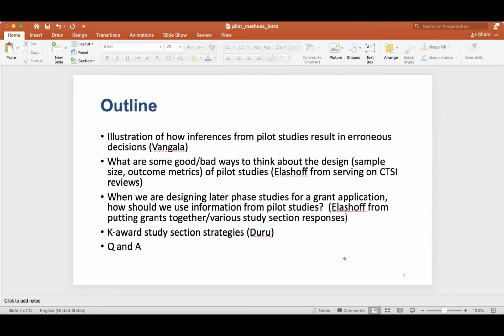And then we'll also have the opportunity to hear from Dr. Duru about study section strategies based on his experience reviewing mostly K awards, I think, but also R01s. And then we'll leave time for question and answer.